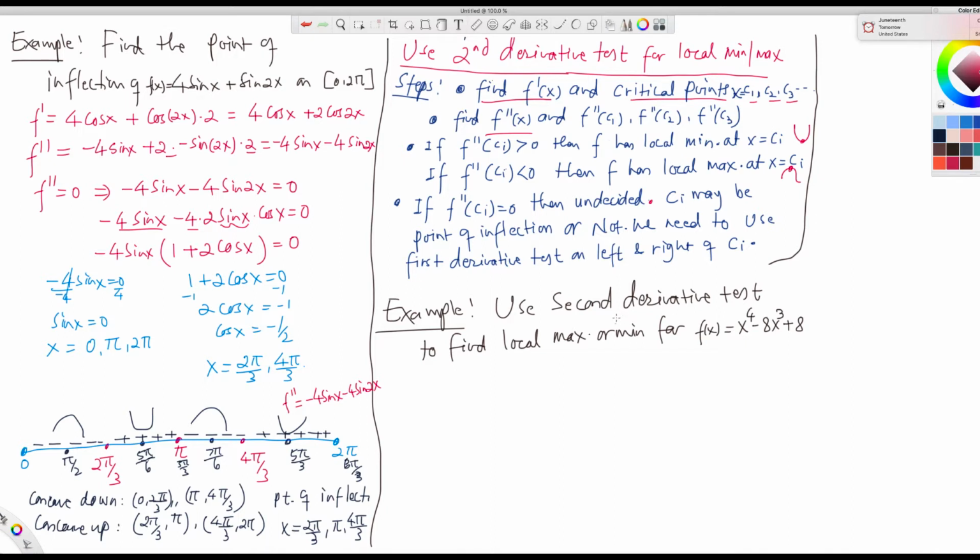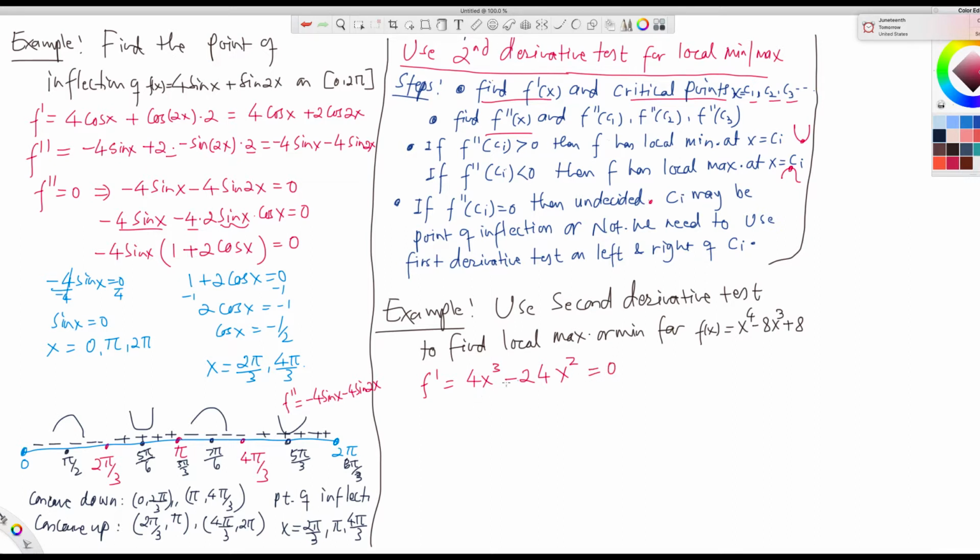So we want to use the second derivative test to find out the local max and local min. So let's follow these steps. What is f prime? It is 4x cubed minus 24x squared plus 0, right? So now we need to find out critical points. Since there is no x in the denominator or a root, it is defined everywhere. So we don't have to worry about where the first derivative is not defined for the critical points. So what we do is set that equal to 0.